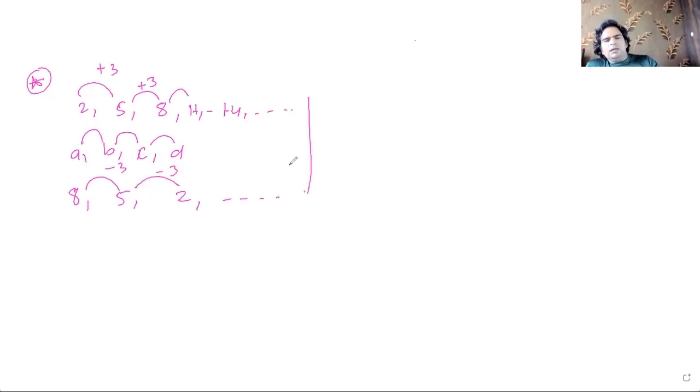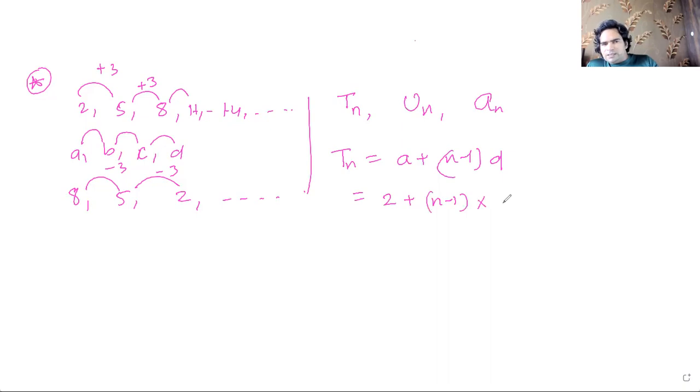Now in this case, generally the question that is asked in international math is to predict the next few terms and find the nth term formula. Now, the nth term formula is represented in several ways: Tn, Un, or An. All these mean the same thing. The nth term formula is nothing but the first term, which is a, plus n minus 1 times the difference. So for this question, I'm finding 2 plus n minus 1 times the difference. The difference is nothing but 3.